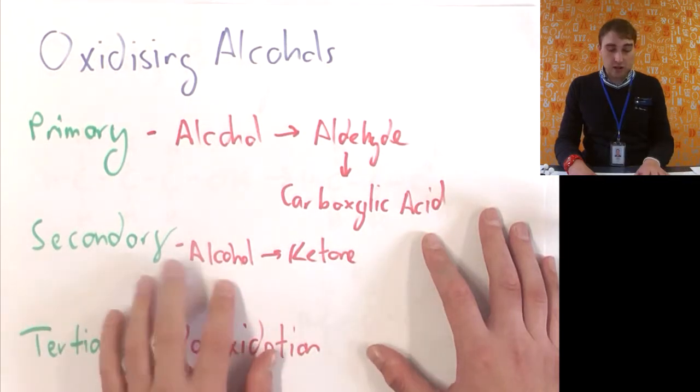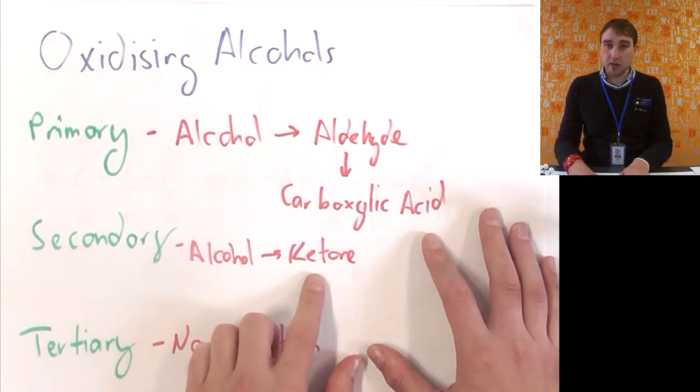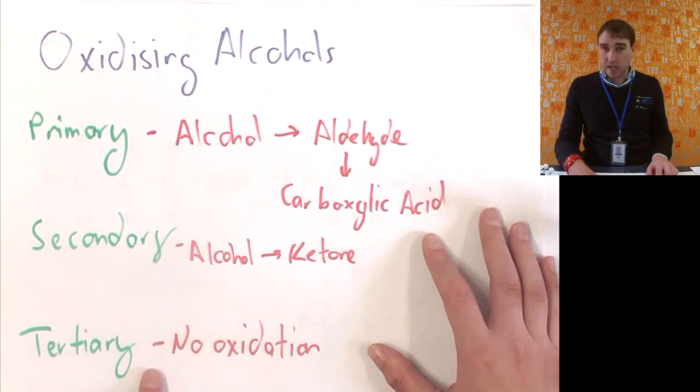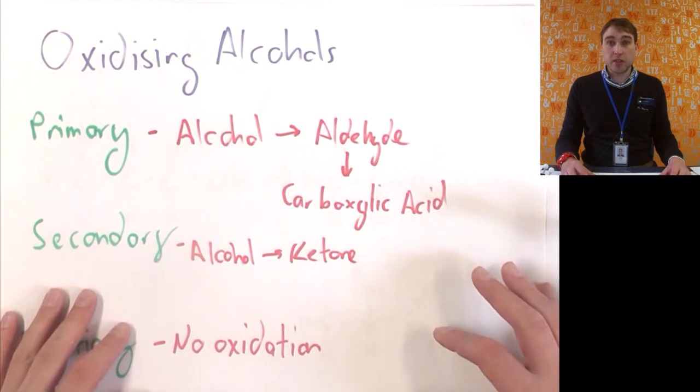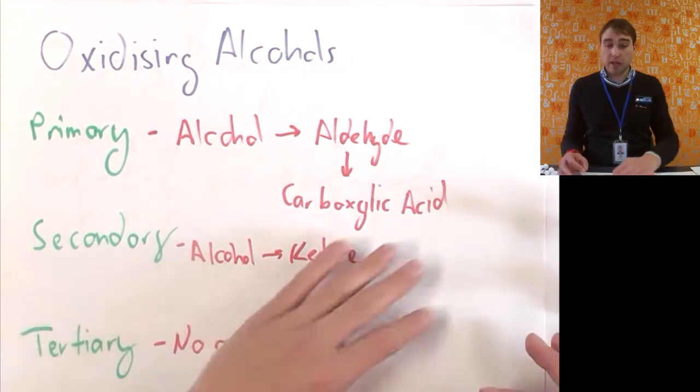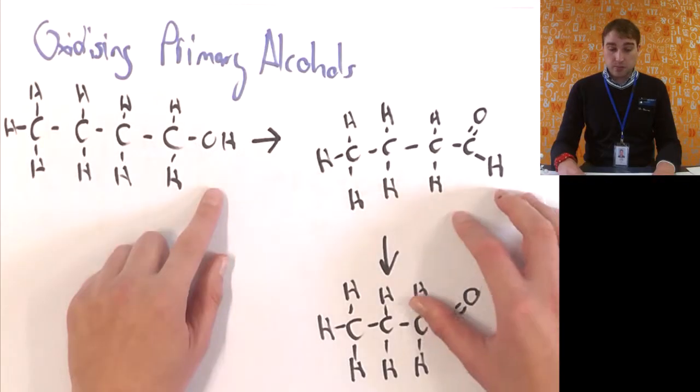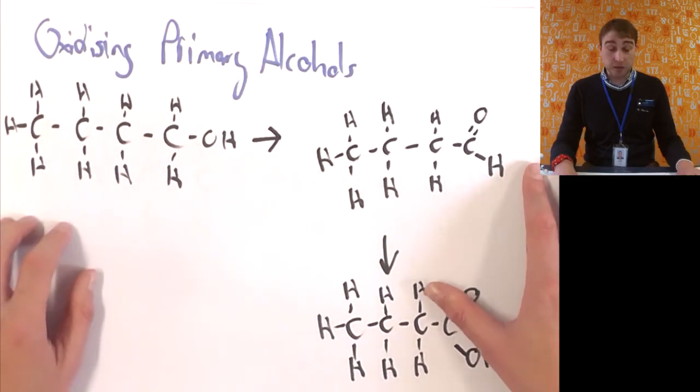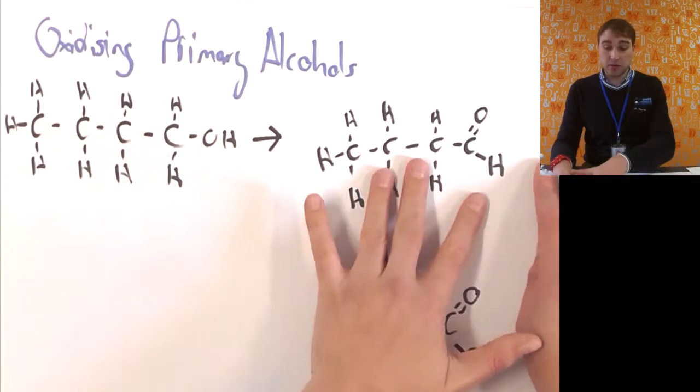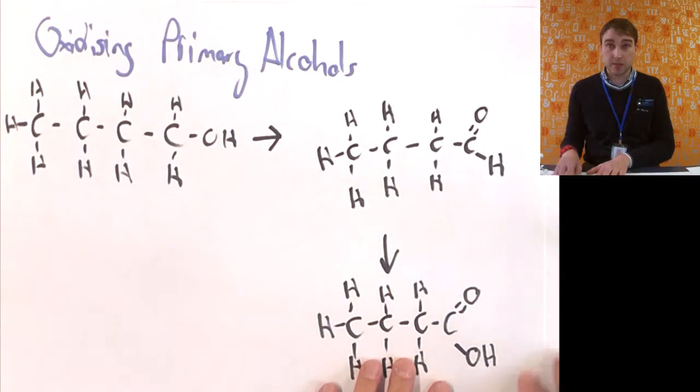For a secondary alcohol, the secondary alcohol goes to a ketone. So that has a C=O group in it. Tertiary alcohols, they don't oxidize at all. So let's look at some examples of that oxidation process. When you oxidize a primary alcohol, you go from primary alcohol to aldehyde to carboxylic acid.